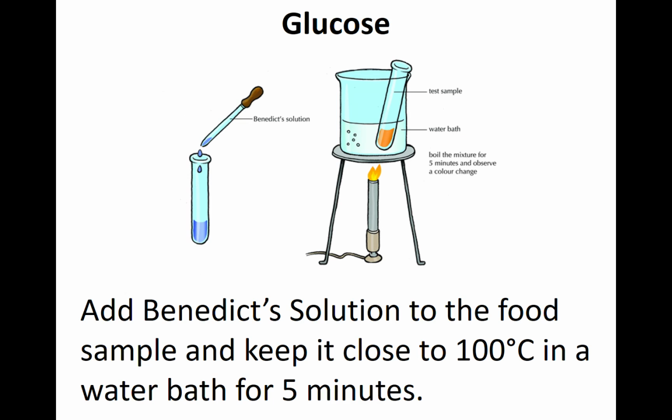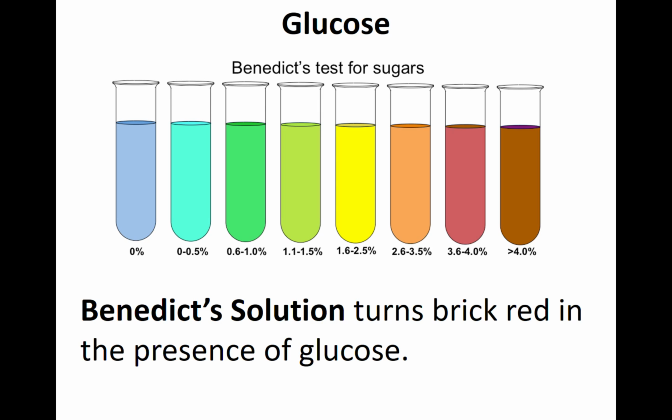Next, glucose. So to test for glucose, we need to add something called Benedict solution to the food sample and then keep it close to 100 degrees C in a water bath for about 5 minutes. Once that is done, the Benedict solution turns brick red in the presence of glucose. As you can see on screen, there are a variety of colours based on how much glucose is found in that food sample.